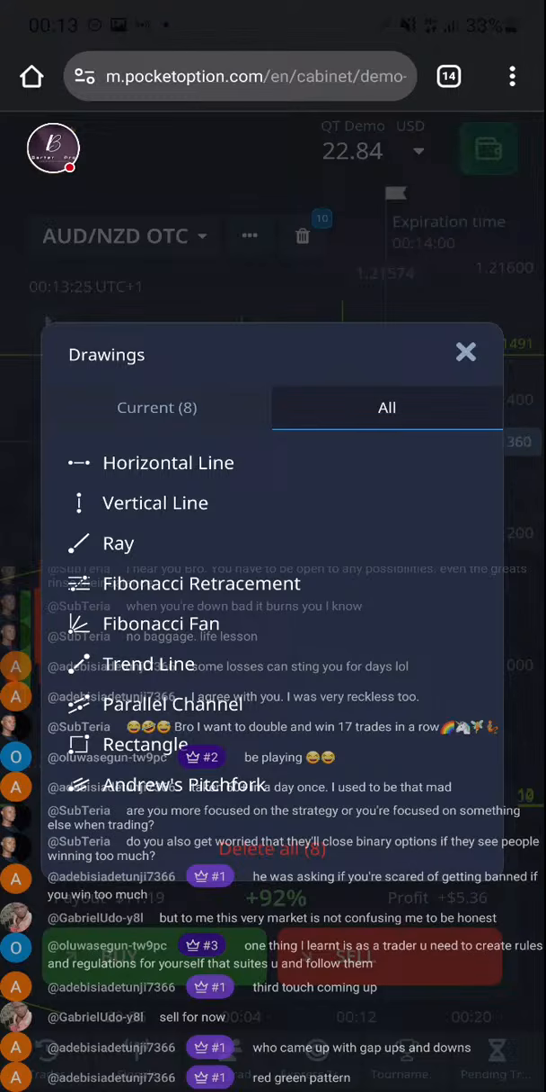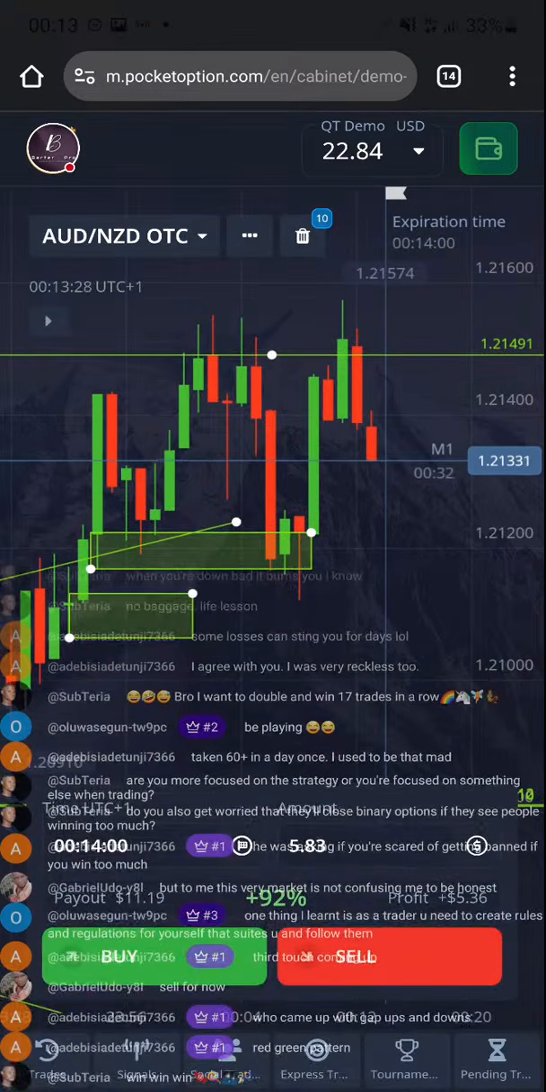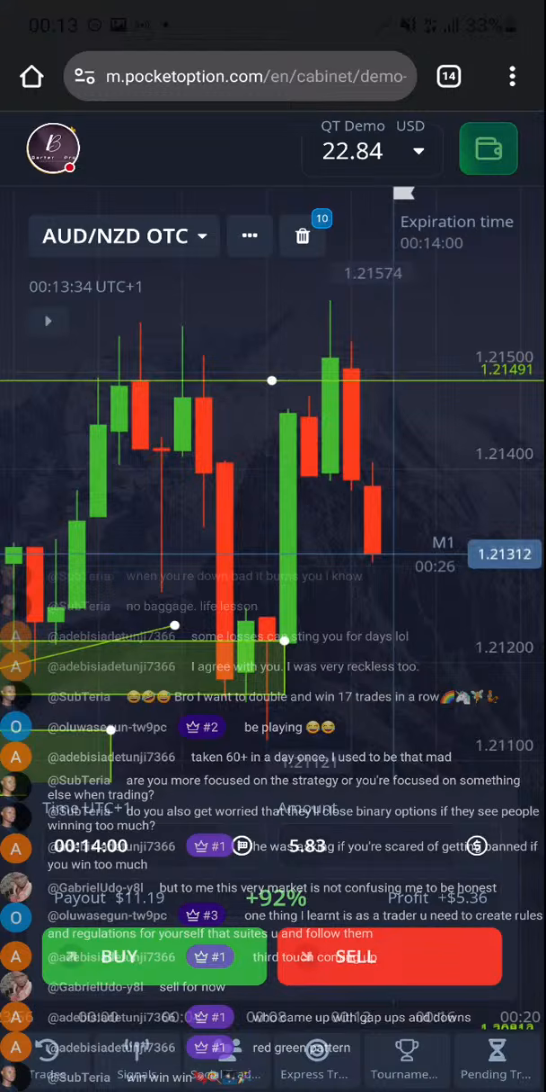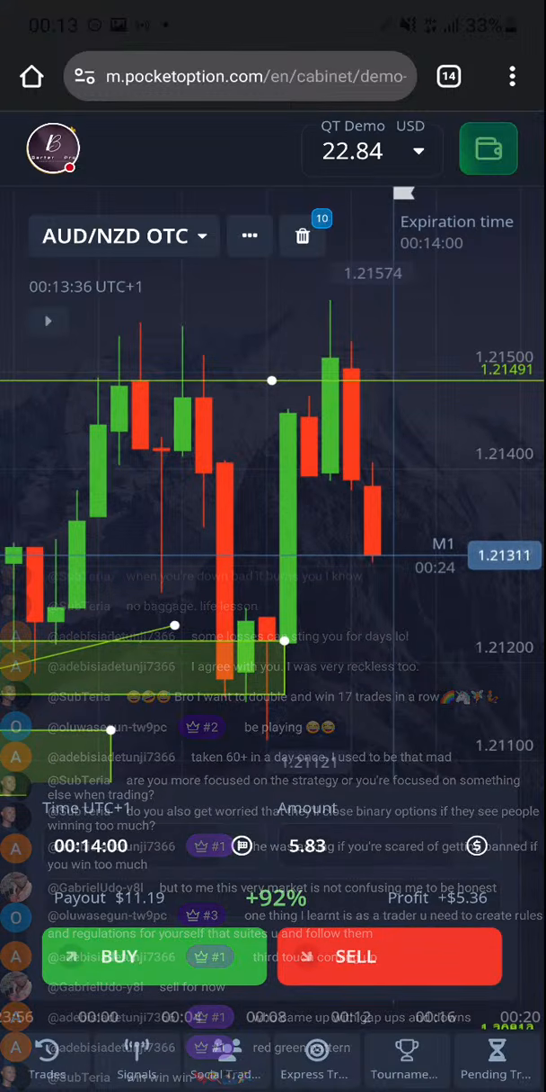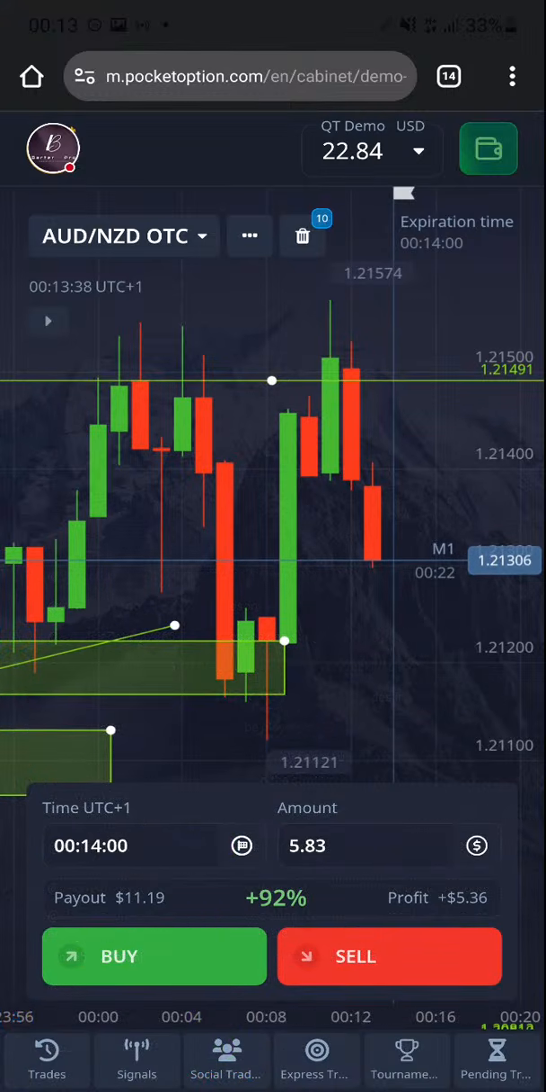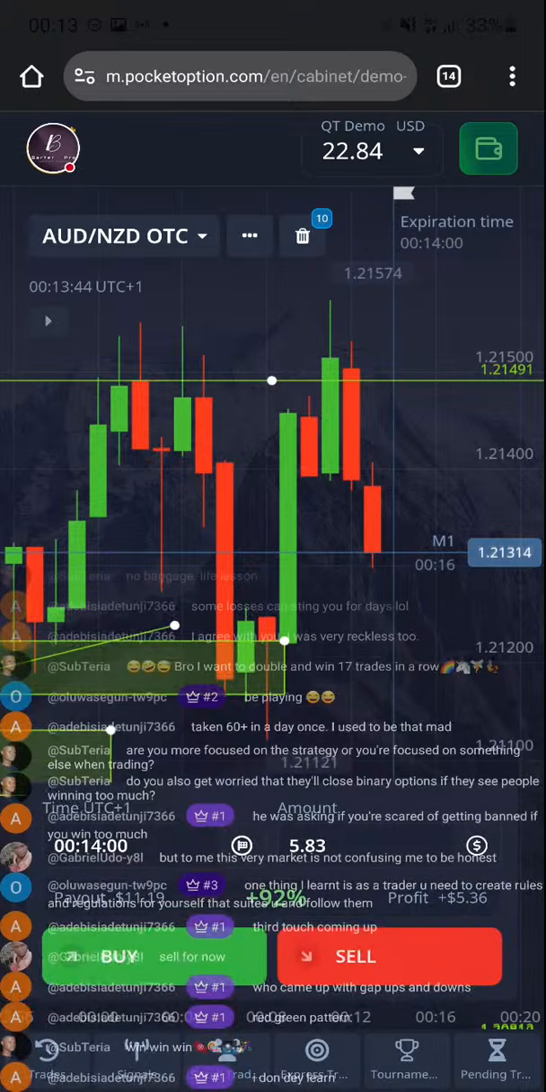Red green pattern. Yes, you can see the red green pattern. Win, win, win. So we have red green, red green, red green, then red. Now we have a gap down. You can see, I'm not expecting the sellers to come in.